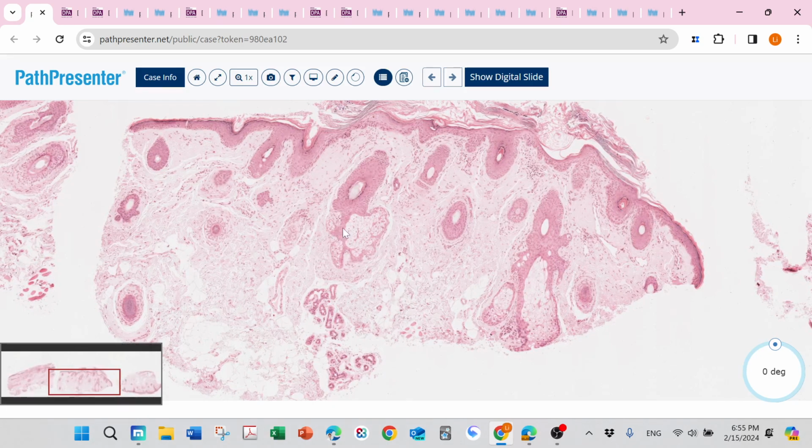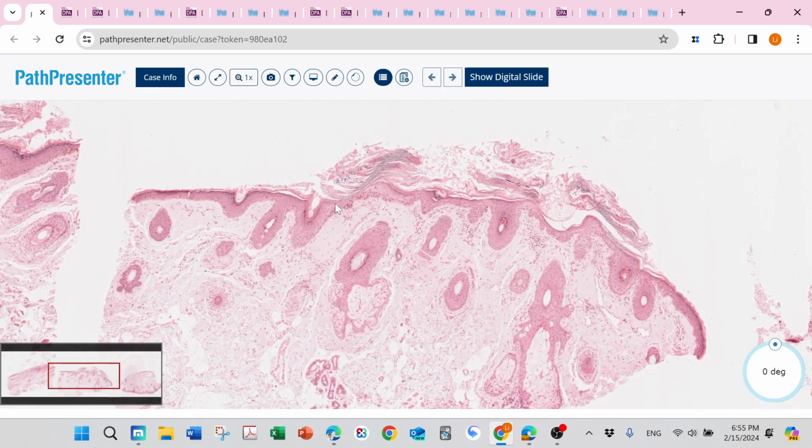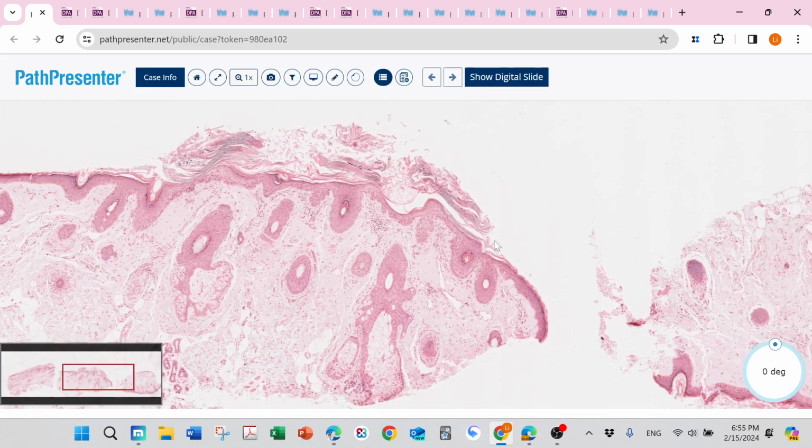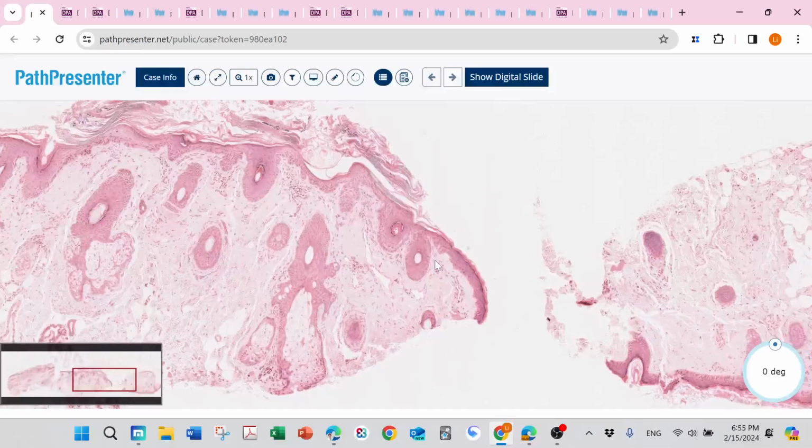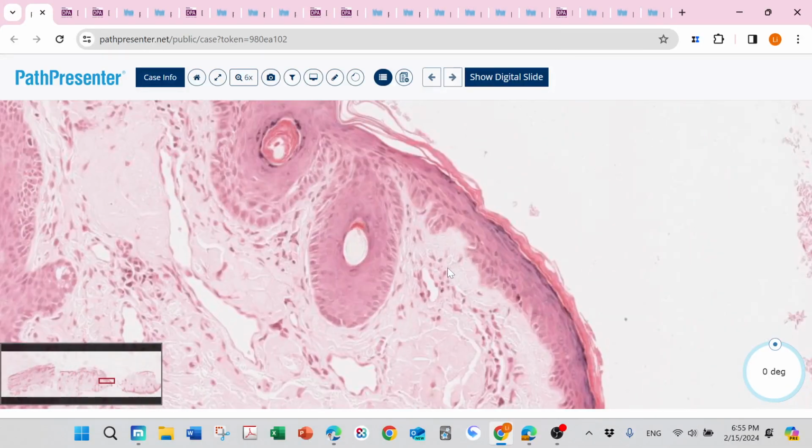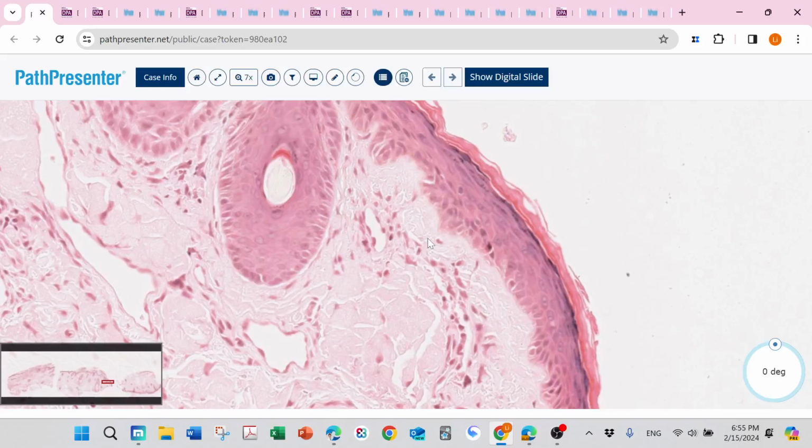squamous cell carcinoma. So the key finding for the diagnosis of this entity is that even in low power, we can see this kind of basal cell atypia. We know this is atypia. Why I say this is atypia: we can compare to relatively normal keratinocytes in the basal layer.